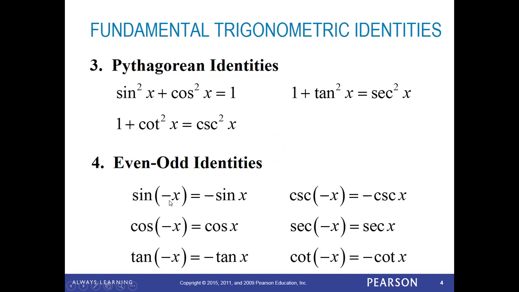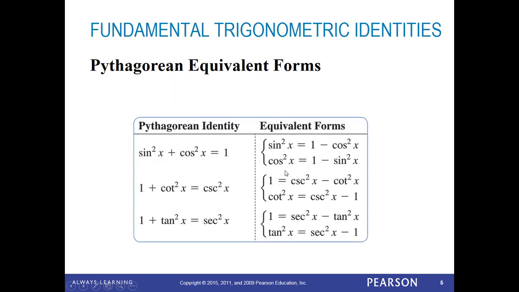Even and odd identities, even and odd functions, if you remember those from chapter 5. Here are all the different even and odd functions. Whenever you see a negative in the angle, we're going to try to get rid of it by making it a positive angle. It's so much easier to work with a positive angle than a negative angle.